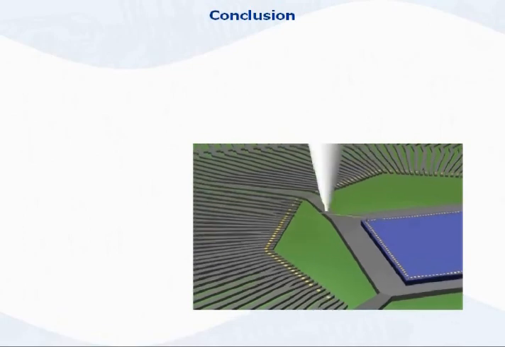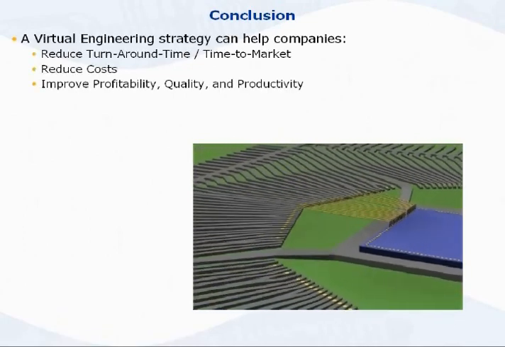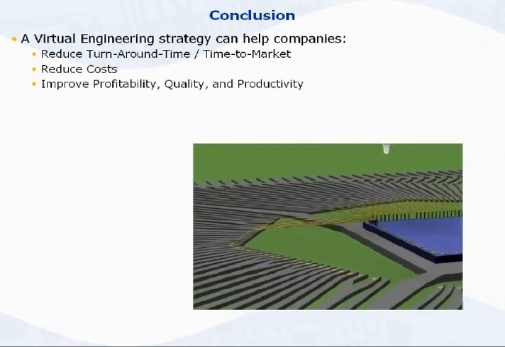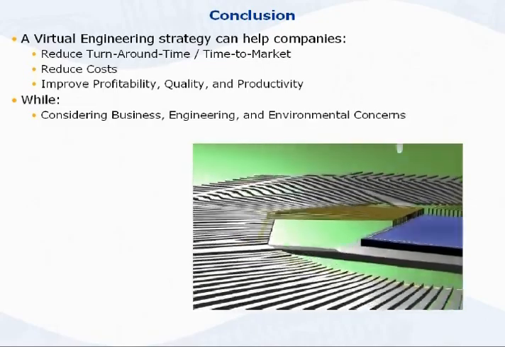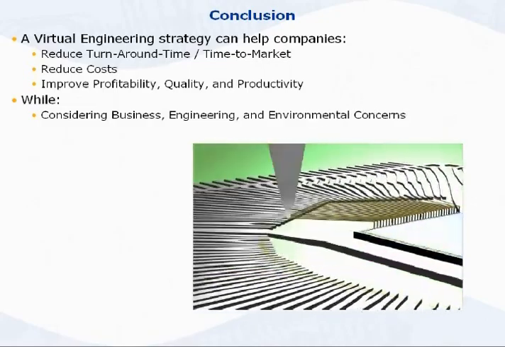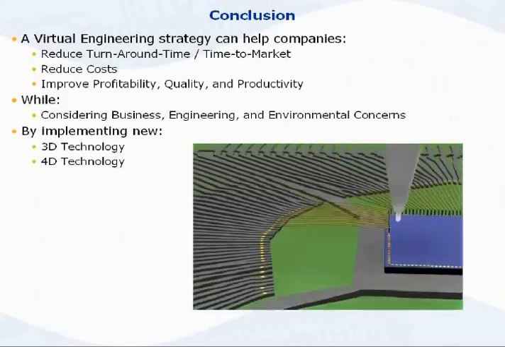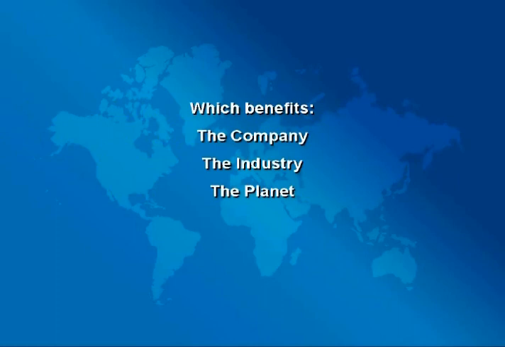In conclusion, a virtual engineering system strategy can help companies to reduce turnaround time and time to market, reduce costs, and improve profitability, quality, and productivity, while considering business, engineering, and environmental concerns, by implementing new 3D and 4D technology, which benefits the company, the industry, and the planet.